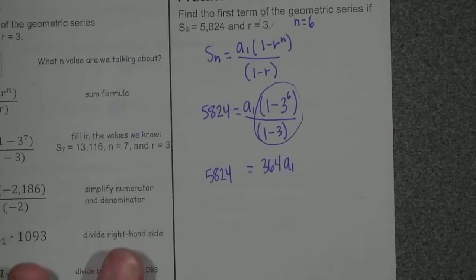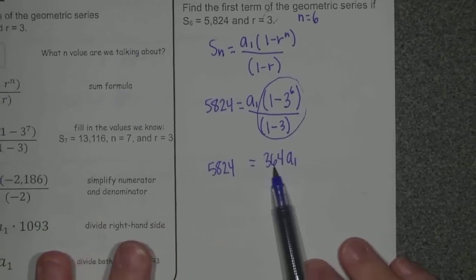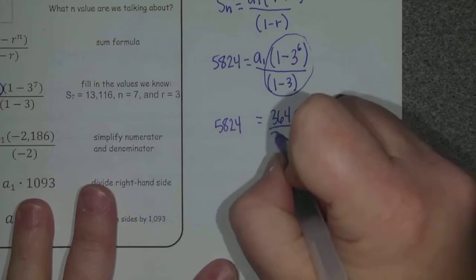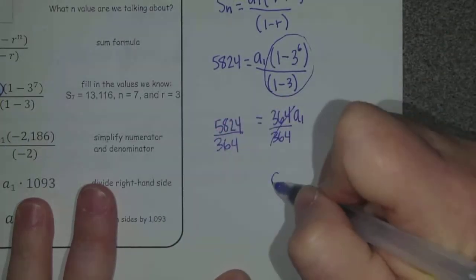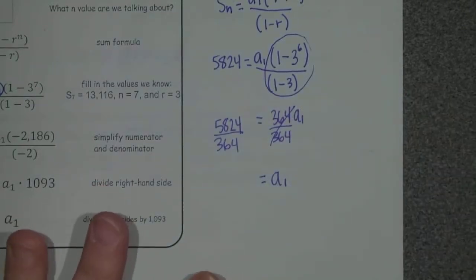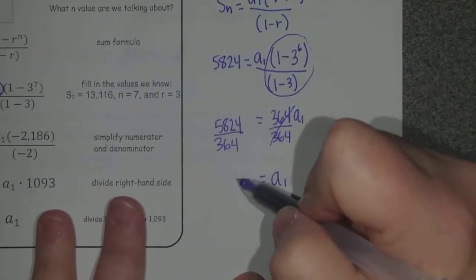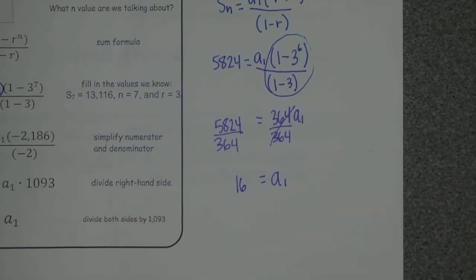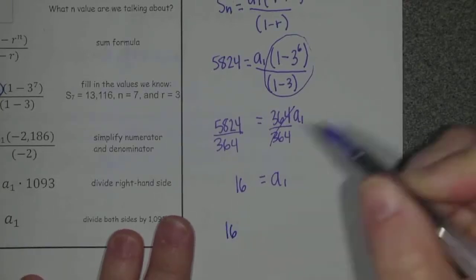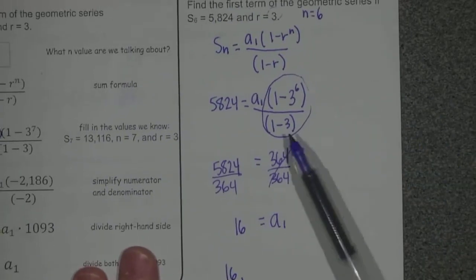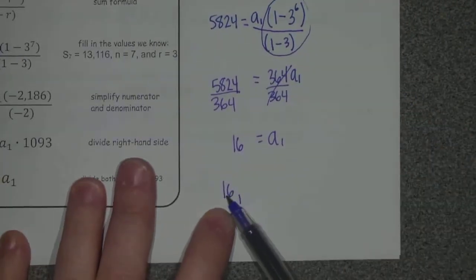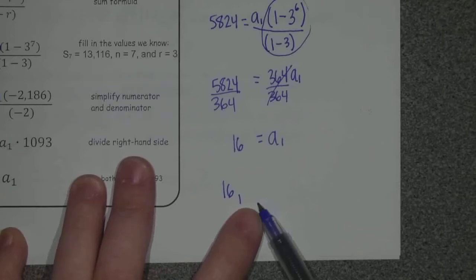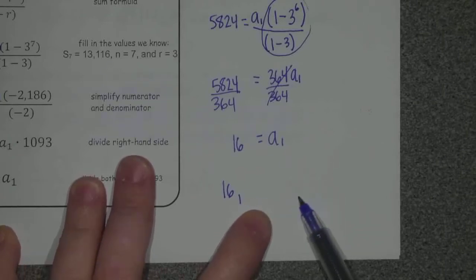So it's times it. Yeah, because it's times by right here. What am I going to do to get rid of the 364? I'm going to divide it to the other side. It cancels over here to my A1, and over here on the other side I get 16. So what was my first number? It was 16. If I wanted to know my second number, I could find it, because what was my ratio? It was 3. I could times this by 3 and it would give me my next number. I could times that number by 3 and get my next number.